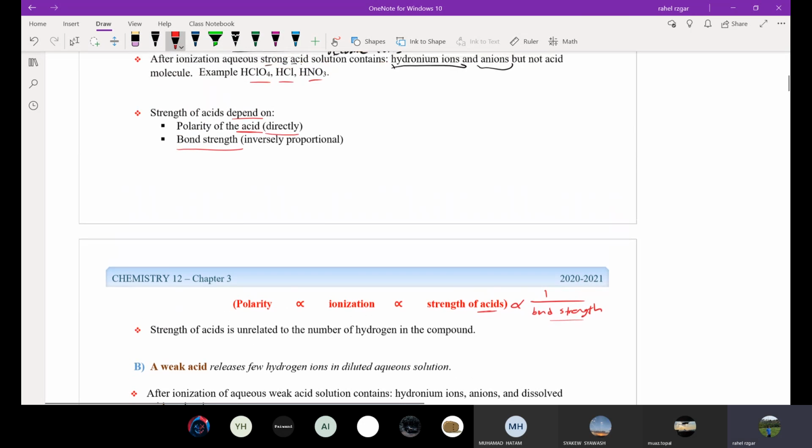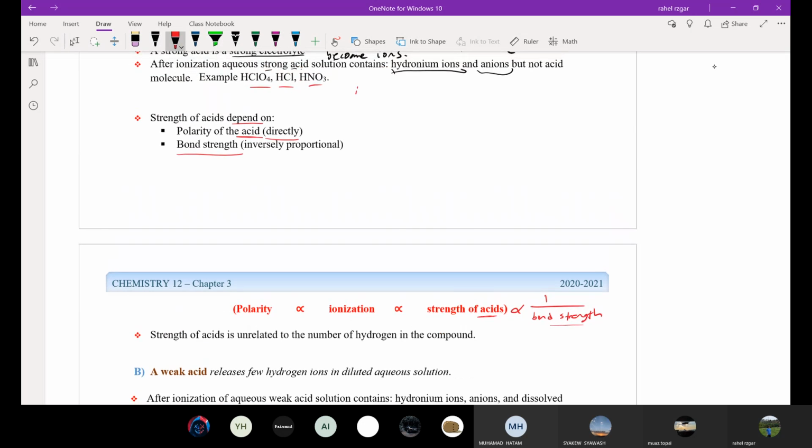So when we say ionize completely, that means ionize easily, that means the bond can be broken easily.